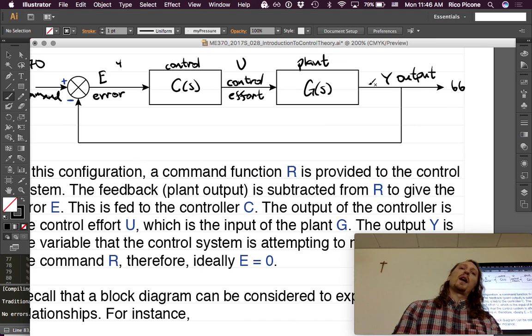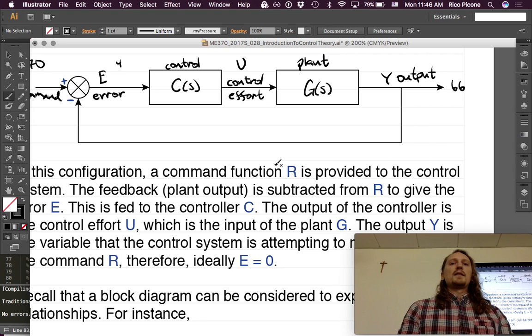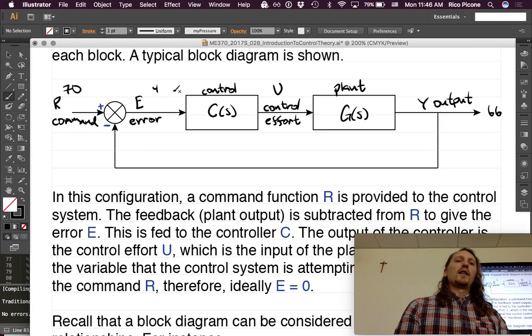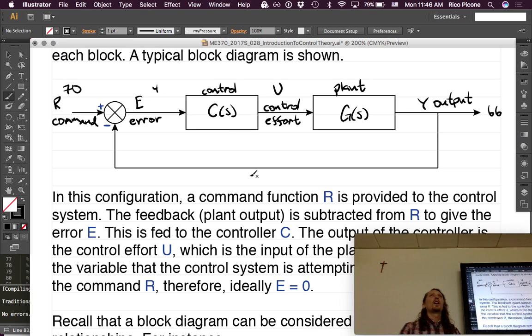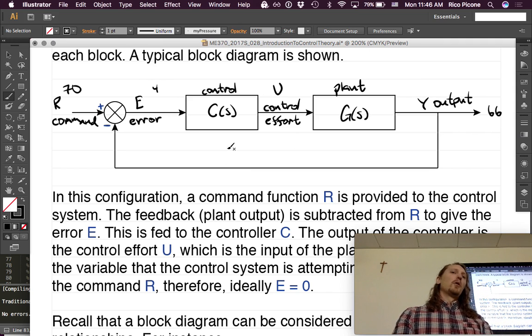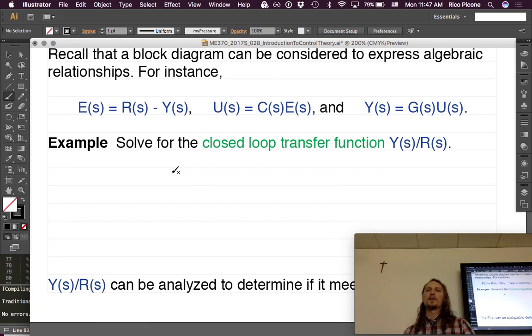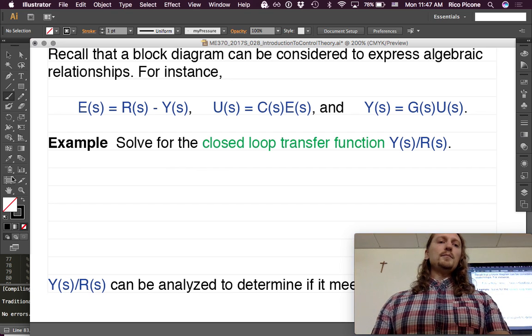So those are all expressions. Let's see if we can manipulate them. Those are the only ones that are known in this diagram. And the diagram is really just representing algebraic relationships. It just says E equals R minus Y, U equals CE, and Y equals GU. So it's like three algebraic equations, or this block diagram, either one. So let's use these three to solve for the closed loop transfer function Y over R.